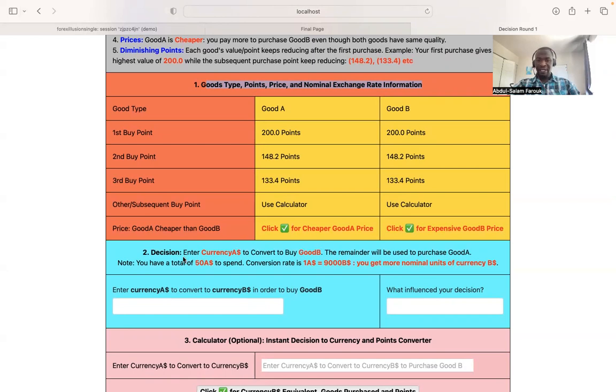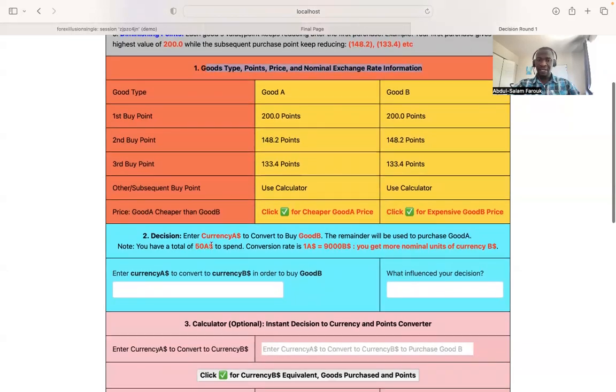So here you make a decision. Your decision is along the lines of: you now know you have 50 A currency to spend. How much do you want to spend for good B? You decide that, out of this 50 A currency that I have, I would like to convert a portion of it to currency B, and that amount will be used to purchase good B for me automatically. The rest of the money that wasn't converted will be used to purchase good A. It's that simple.